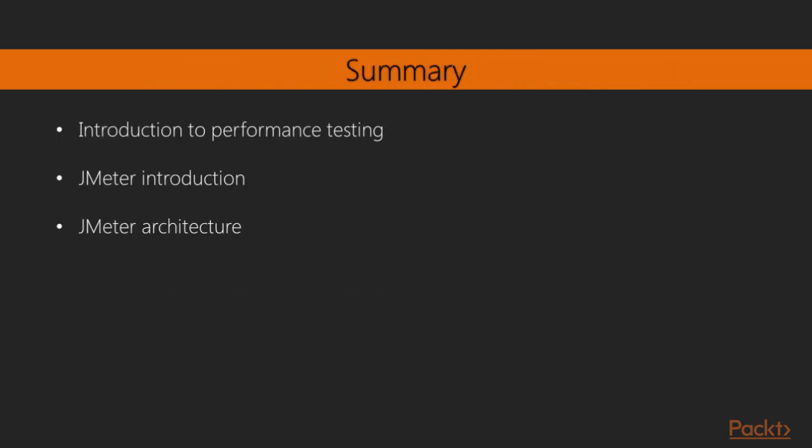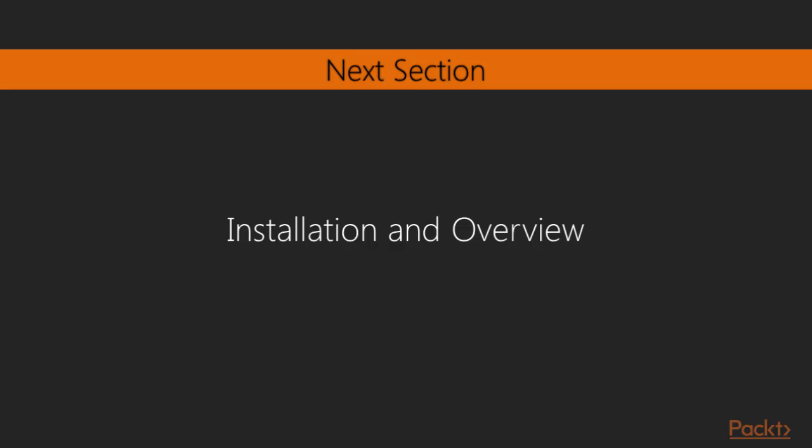This concludes section 1, which is called Introduction. To summarize, we have covered 4 topics in this section: course agenda, Introduction to Performance Testing, JMeter Introduction, and JMeter Architecture. The next section is called Installation and Overview.